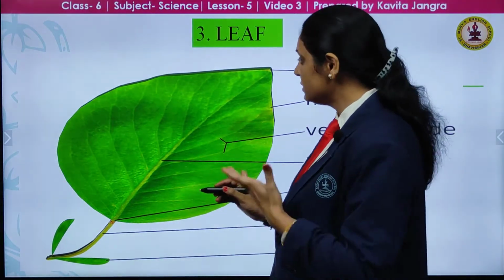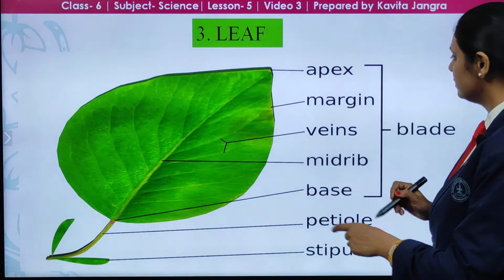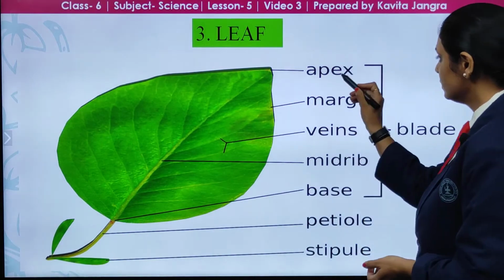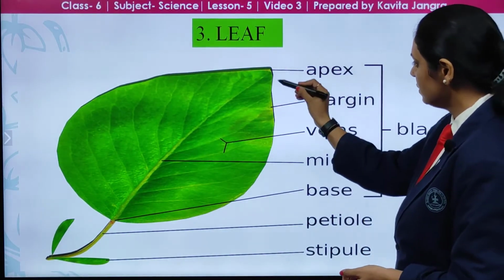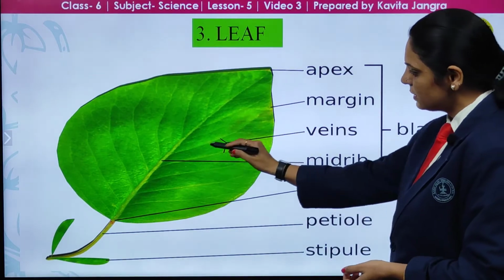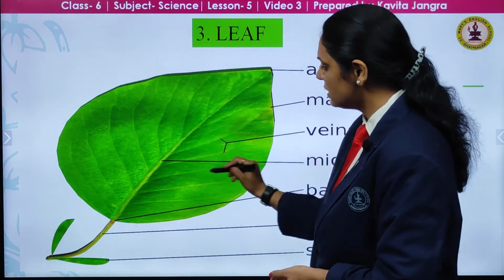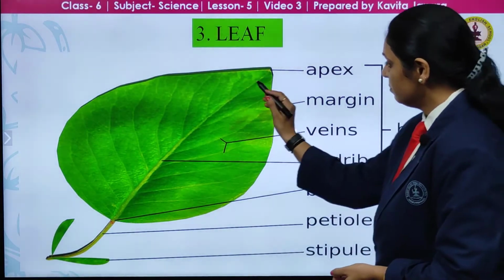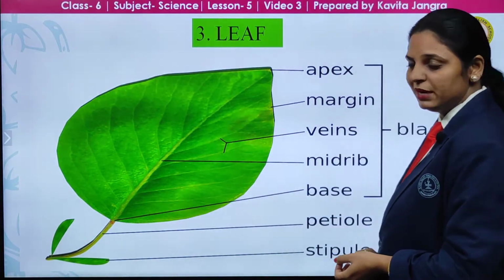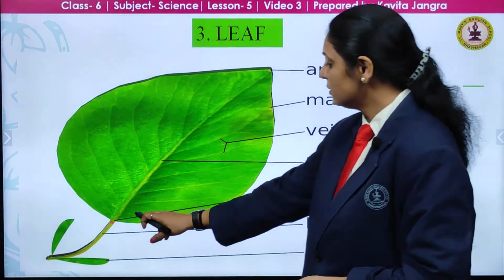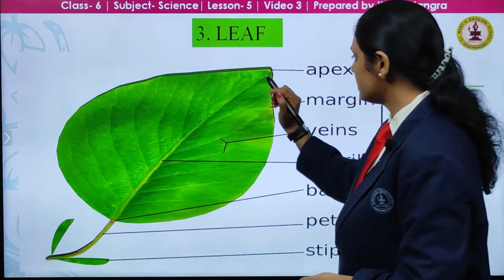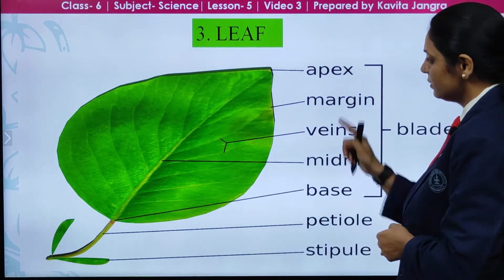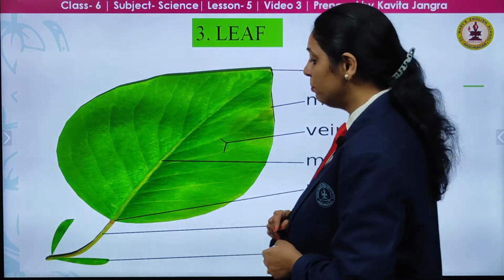We must know the different parts. The blade, which I was saying earlier, this region includes the blade. The blade constitutes the apex, that is the pointed one; the margin, the outer line; the veins, the light lines you can see visible on the leaf; the middle thick part, which is the midrib; and the base. This is the apex, the pointed one. So these five include the blade; these all constitute the blade region.